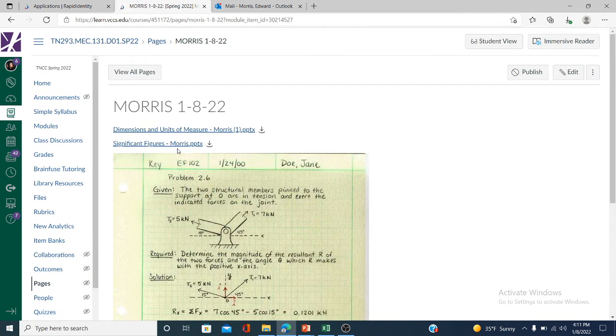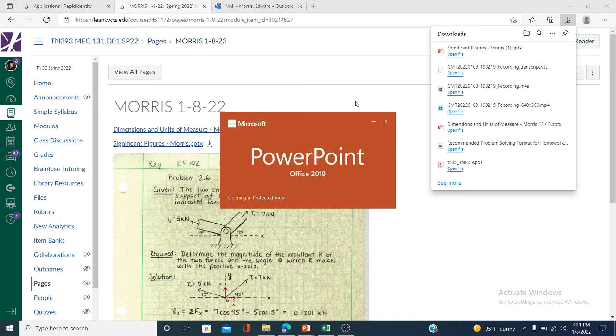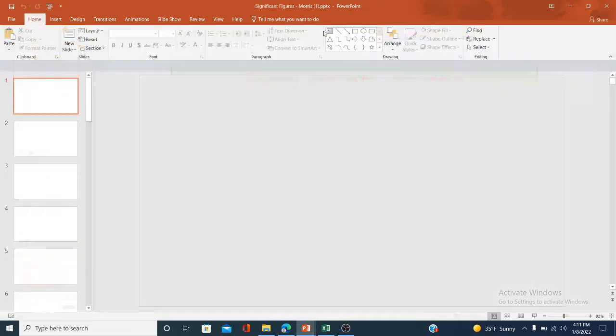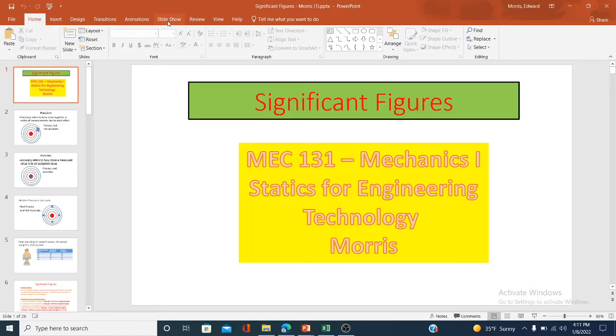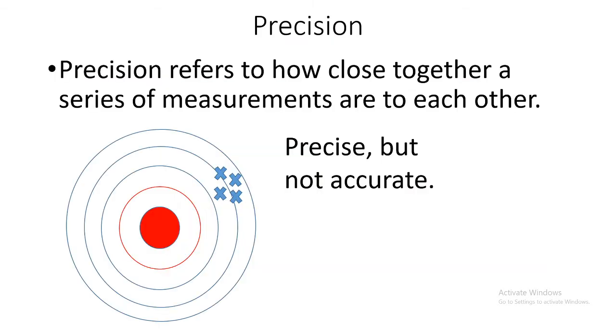The next PowerPoint is a little bit quicker. So we're going to talk about significant figures, okay? Now, before we can talk about significant figures, we have to talk about precision. What is precision? Precision refers to how close together a series of measurements are to each other.